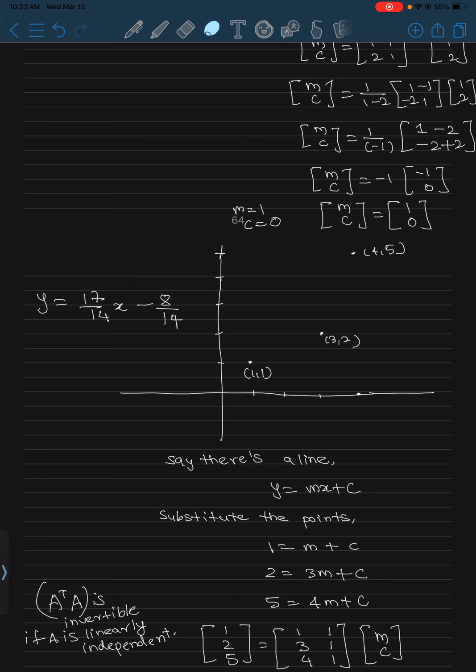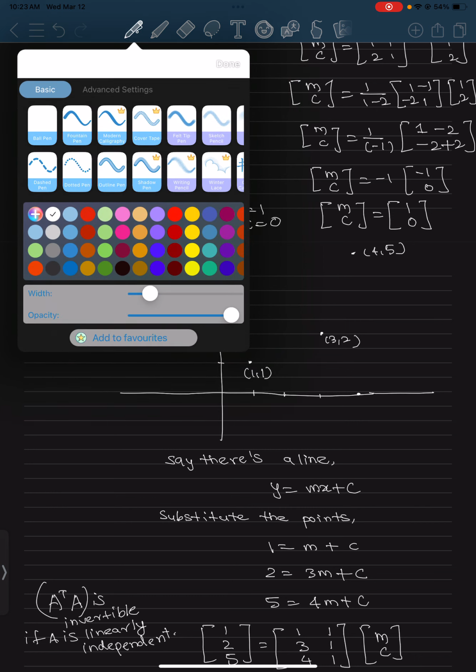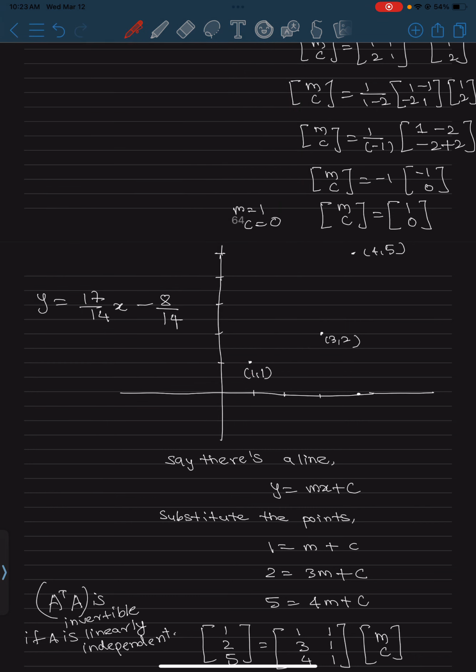So 17 over 14 by 14, and into that's 1 minus 8 over 14. So yeah, you see that if you substitute 1, we just get some points around 0.6 here. We get this point 0.6. Okay, that's fine. It's pretty close. Let's see what's going on. Let's substitute x as 3 next.